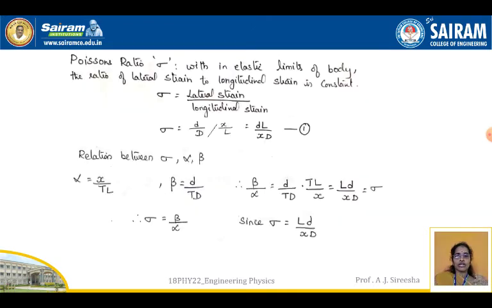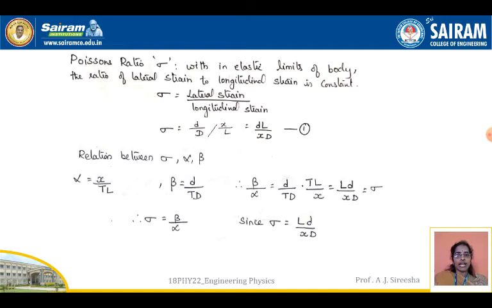Next is Poisson's ratio. It is denoted by sigma. Within the elastic limits of a body, the ratio of lateral strain to the longitudinal strain is constant. That is, Poisson's ratio is defined as a ratio of lateral strain to the longitudinal strain. Lateral strain is nothing but small d by capital D, and longitudinal strain is X by L. So if you take that, it is dL by XD. This is equation 1, which relates the change in length and the diameter, giving the lateral strain to the longitudinal strain.